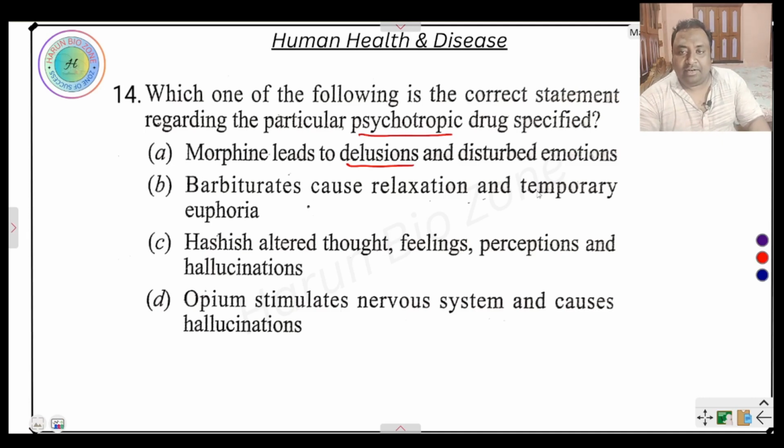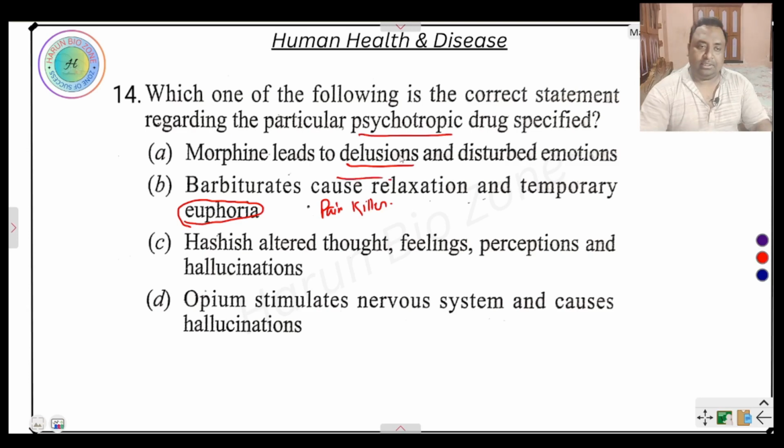Barbiturate causes relaxation and temporary euphoria. What is the meaning of euphoria? Euphoria means after taking the drugs, the mood becomes very happy, a very weightless mood is called euphoria. Barbiturate is a painkiller. Temporary euphoria, this is not relaxation. This is not the correct answer.